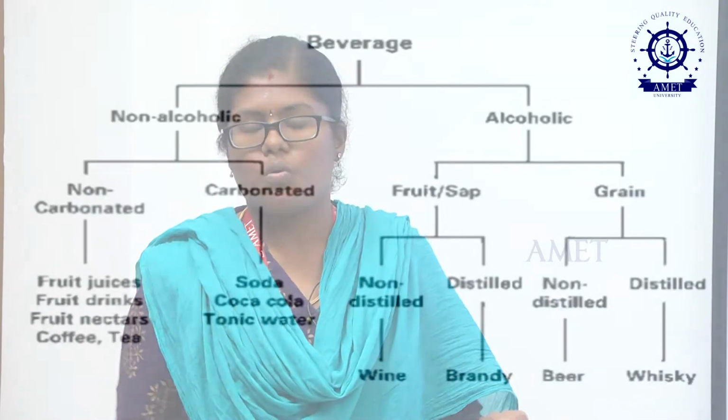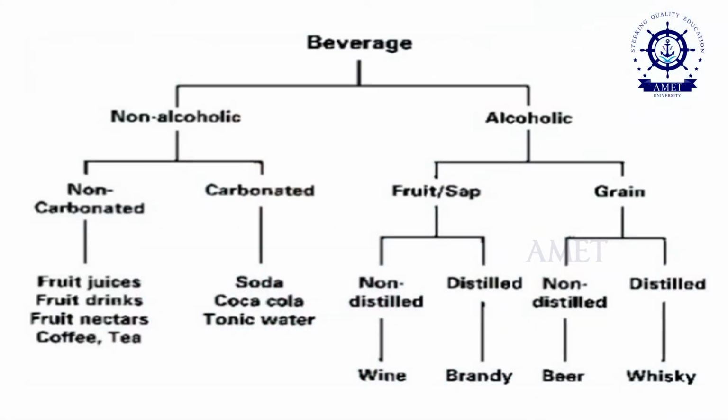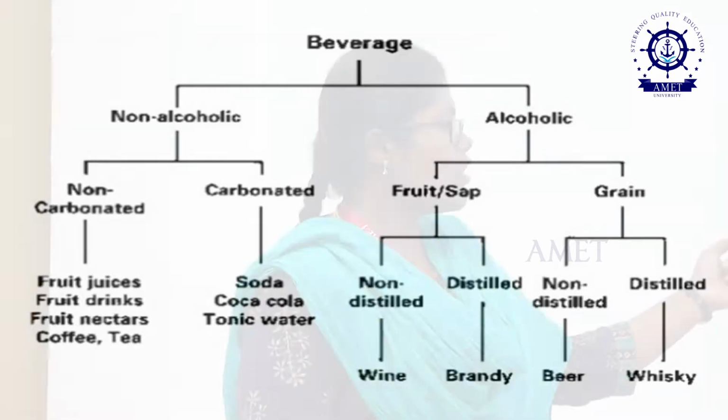Non-carbonated drinks include fruit juices, fruit drinks, fruit nectars, coffee and tea. Coffee and tea are stimulating beverages, so they help to stimulate the body. When we are tired or worn out, drinking coffee and tea will help us to shed the tiredness. The next one, carbonated beverage. In carbonated beverages, soda, cola water and tonic water come. In a carbonated beverage, the drink is filled with carbon dioxide. So that is carbonated drinks.